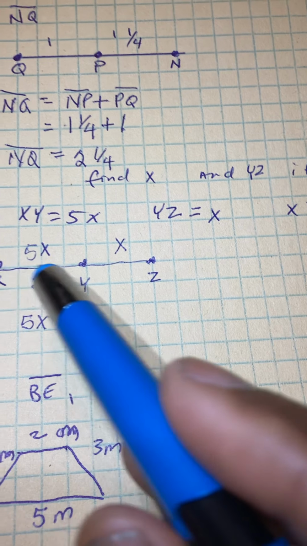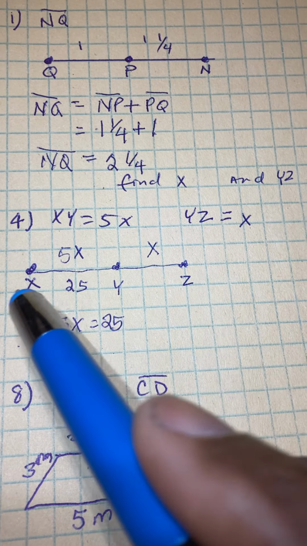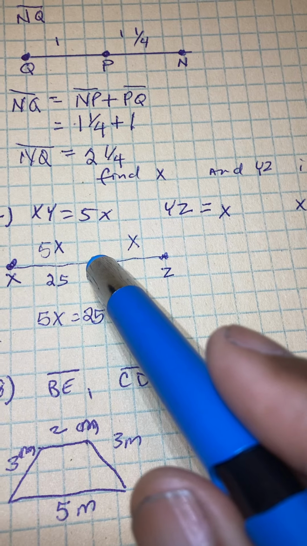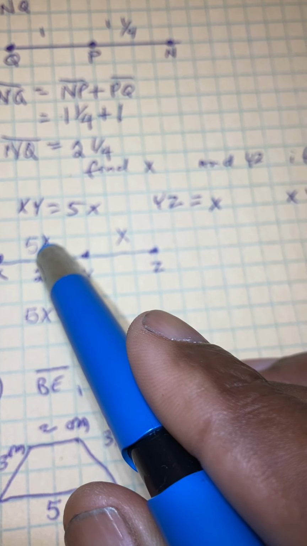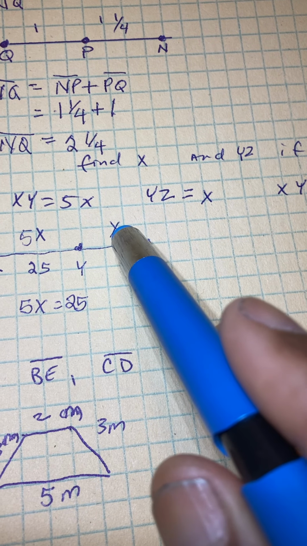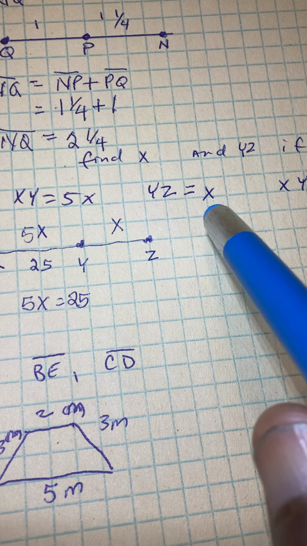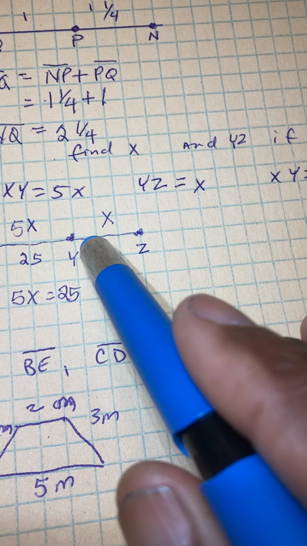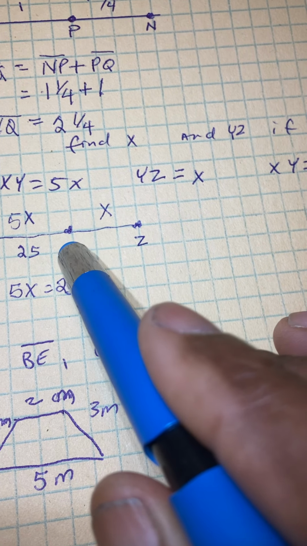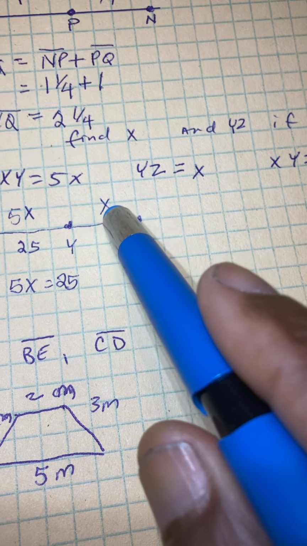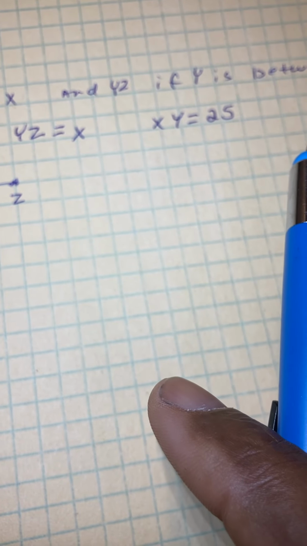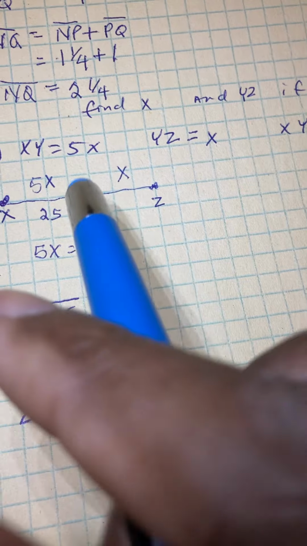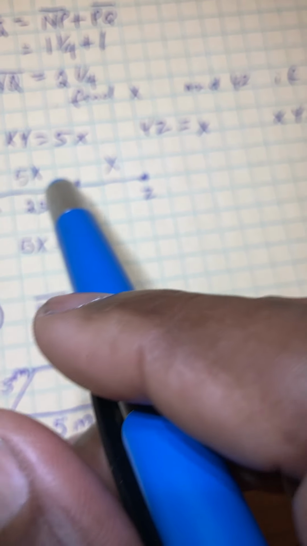So I drew a line segment, XZ, put Y in the middle. XY is equal to 5X, so I put a 5X right here. YZ is equal to X, so I put an X right here. Then the other information they gave you, they say XY is equal to 25. So this piece right here is equal to 25.